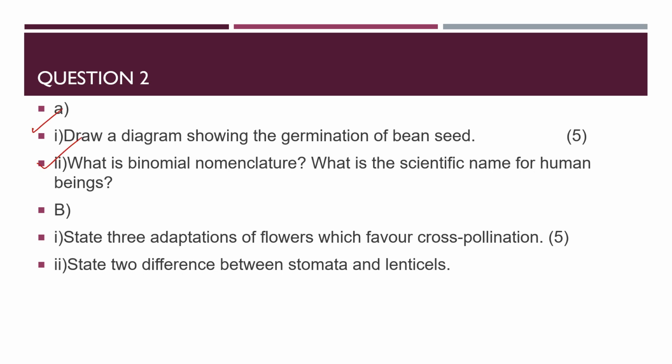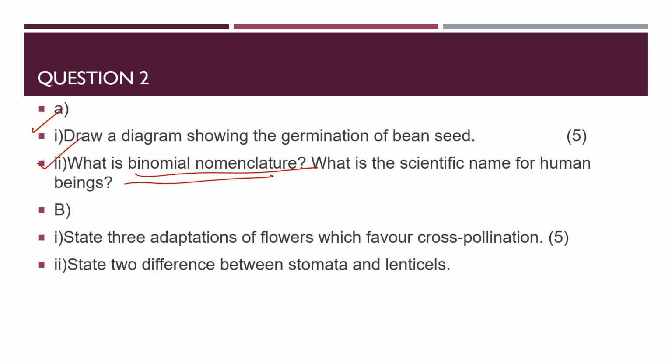You all know that is also given. Binomial nomenclature is a practice of naming an organism. I have discussed in the naming of organism classification also, by its generic and specific name. The first name is the genus name, and it starts with a capital letter, and the second name is the species name, and it starts with a small letter. And the scientific name of man is Homo sapiens.